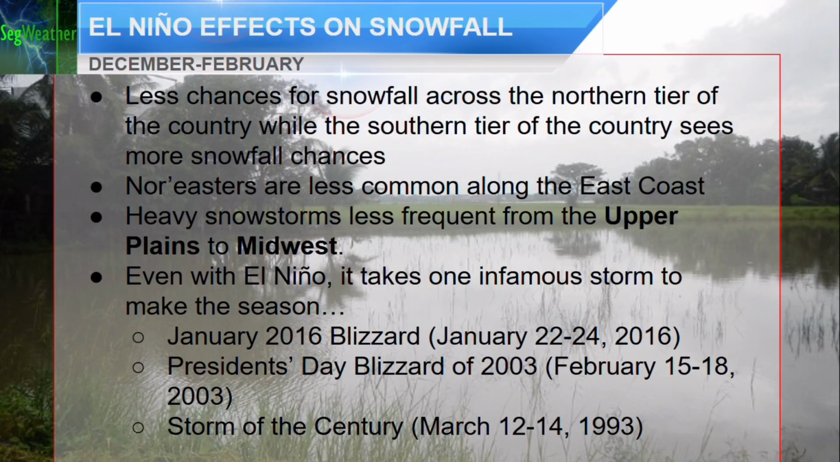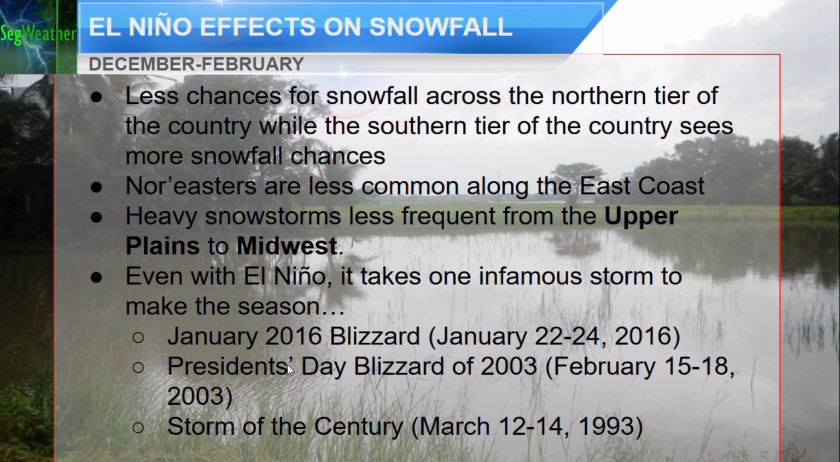But even with El Nino, it only takes one infamous storm to make the season, examples of that being the 2016 blizzard that occurred in January that year. This was a pretty impactful blizzard, also dubbed Winter Storm Jonas, although I like to just go by the actual name of the month and the blizzard because it makes more sense this way. But again, it was a pretty impactful blizzard.